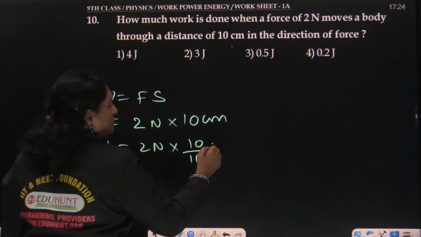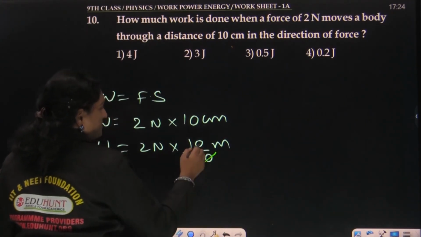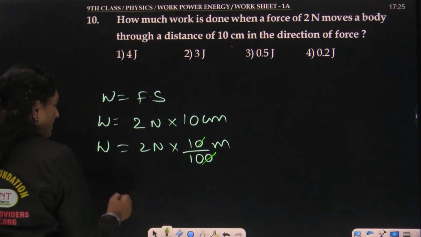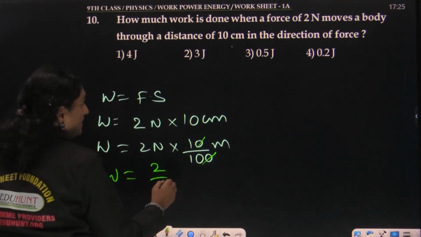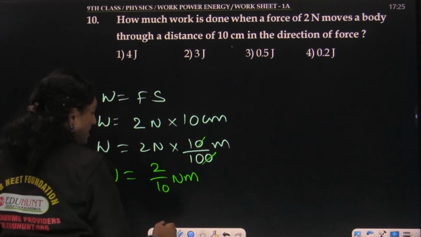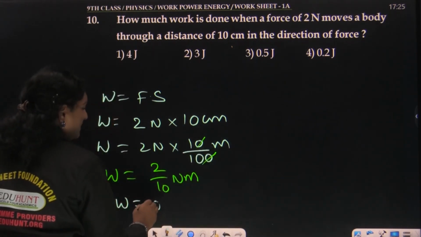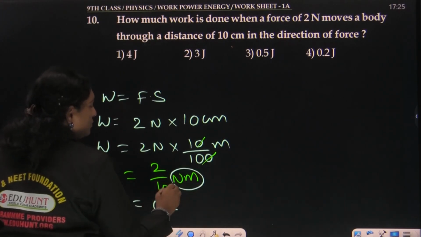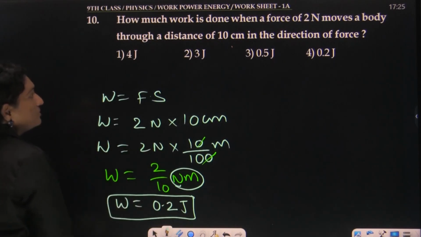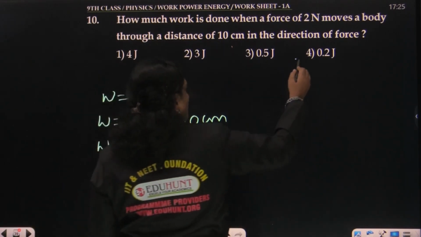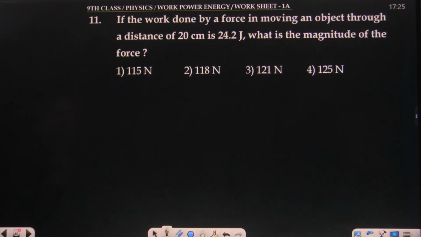To convert centimeter to meters in SI system, we have to divide by 100. So 1 0 gets cancelled. Therefore, the value of work done is equal to 2 by 10 Newton meter, which is 0.2, and Newton meter can also be written as joules. So 0.2 joules. So the last option, the fourth, is true. So now moving on to the next question.